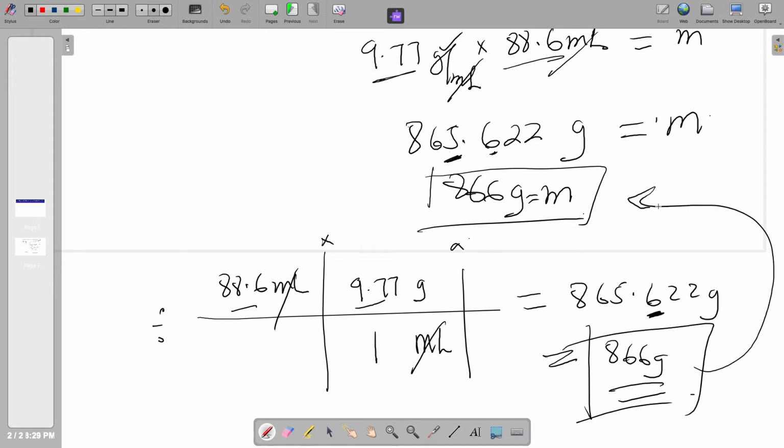As I said, you can always use your conversion factor, which is usually the density value, to solve problems like this, to solve for mass or solve for volume. Once you know the density and one of the variables, you can solve for the other.